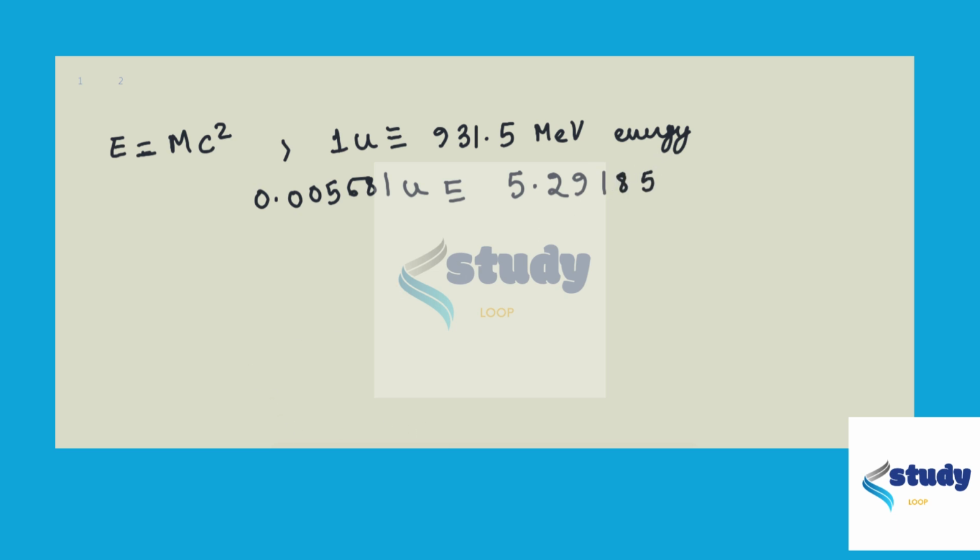Let's stick with just one. Oh, sorry. Since we had just four significant digits in 931.5, we'll stick with that. That will be about 5.29 MeV, right? And see that we had a negative sign here, so we carry the negative sign. So that's the amount of energy that has been released.